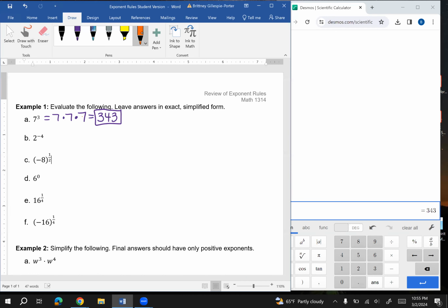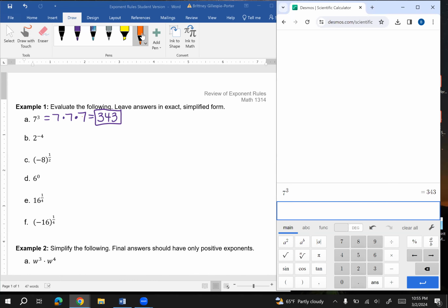Part B, I'm going to use the calculator first, and then I'll show you how to do it algebraically. So if we do 2 to the exponent of -4, we get a decimal, but remember we convert back to a fraction. We get 1/16.